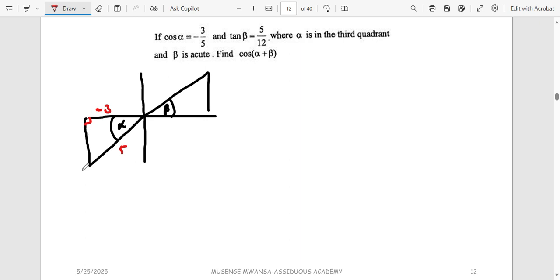So we need to find this missing side by using the Pythagoras theorem. It will be 5 squared minus negative 3 squared, which will give you 4. But again, attach a negative. Why am I attaching a negative? Because it's the negative y-axis. All y values are negative.